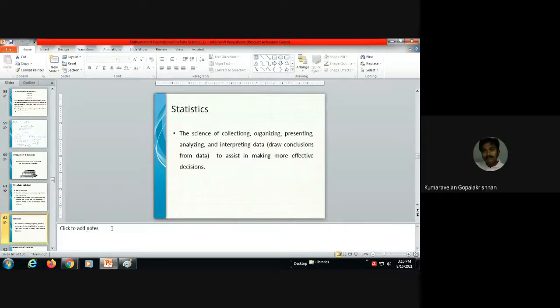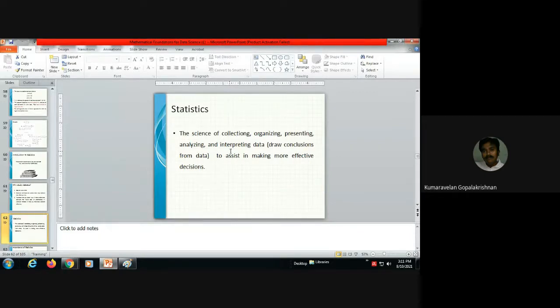So now I'm coming to statistics. What about statistics? It's a science, I can say. What we are going to do is collect some data, organize the data, and present the data in terms of some visual representation, and finally analyze the data, and after analyzing, interpret the data. For what? For making effective decisions. So that is all about statistics.